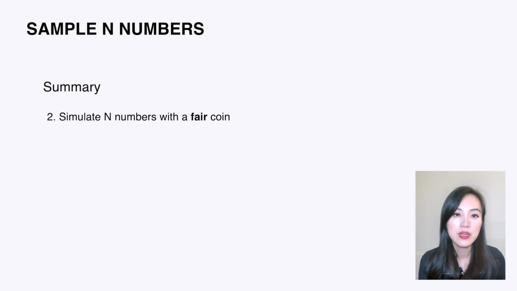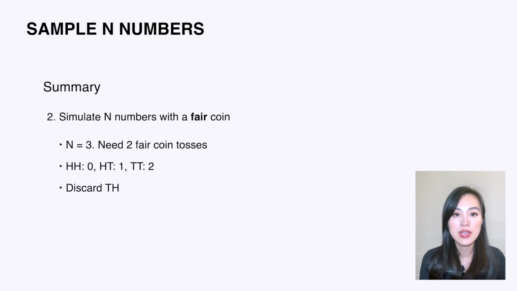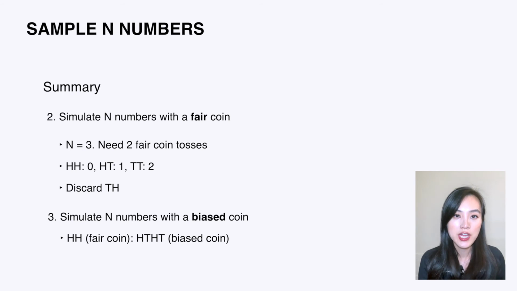Then we want to simulate a range of n different numbers with this fair coin. If n is 3, we want to toss 2 times because rounding log base 2 of 3 to an integer is 2. For a fair coin, we can get 4 outcomes and we only need 3 of them. We can use HH to represent 0, HT to represent 1, and TT to represent 2. We discard the outcome TH. We can translate it back to the unfair coin. And HH would be HTHT of that biased coin.